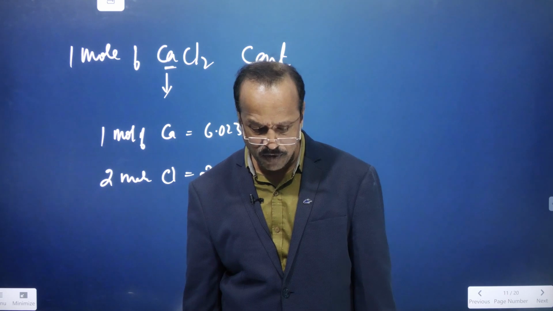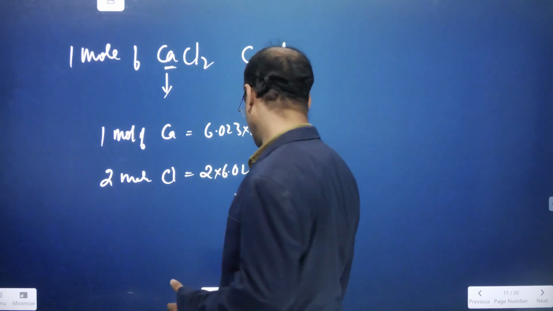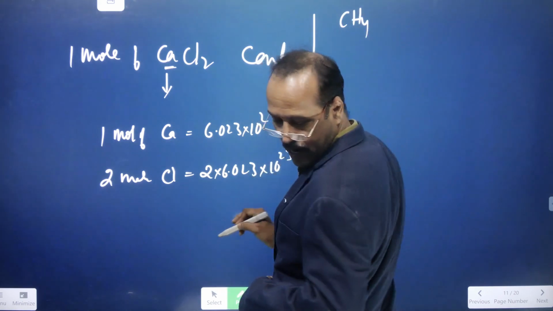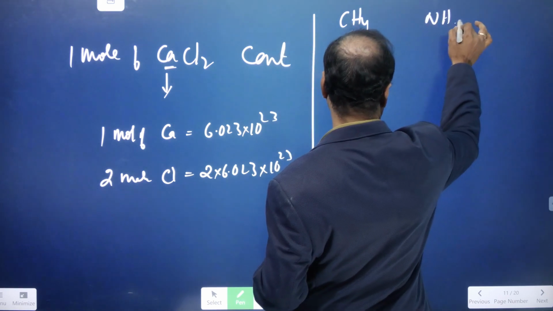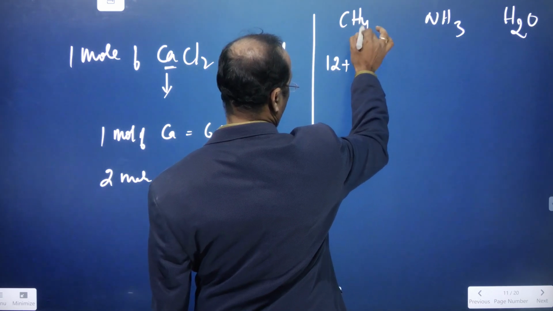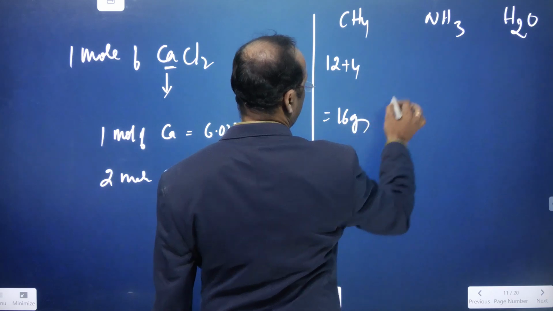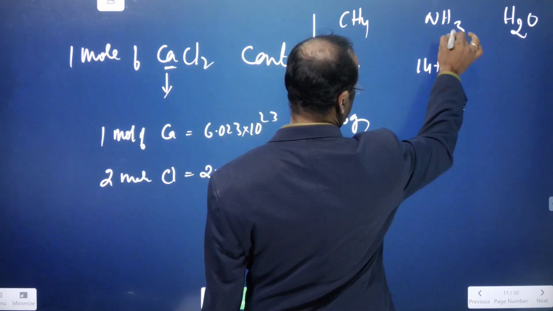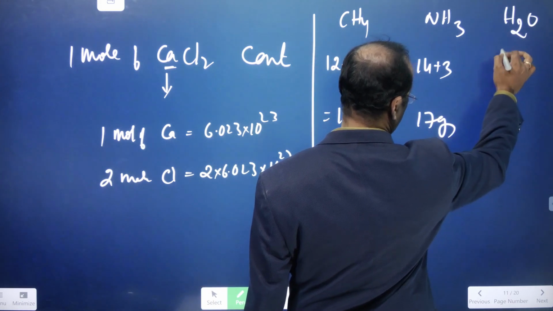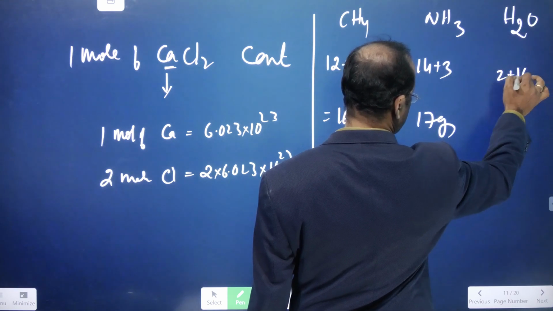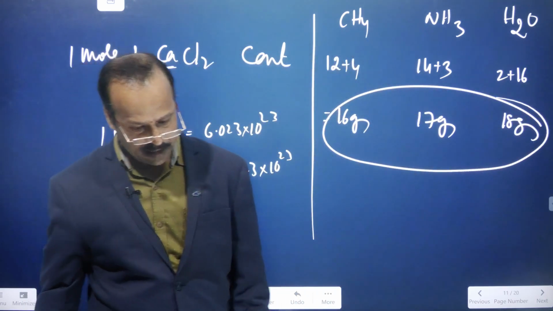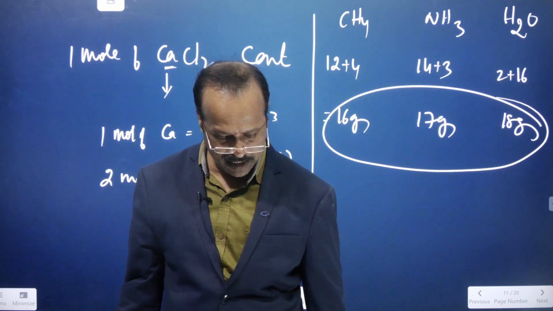Next, mass of 1 mole of methane, ammonia, and water. You just need to find the molecular masses. Methane CH4: carbon is 12, hydrogen is 1, 4 ones are 4, so that is 16 grams. Ammonia: nitrogen is 14 plus 3 hydrogens is 3, so this is 17 grams. Water: 2 hydrogens, each 1, is 2, plus oxygen atomic mass 16, so 18 grams. So the answer is 16, 17, 18 grams, the third option.